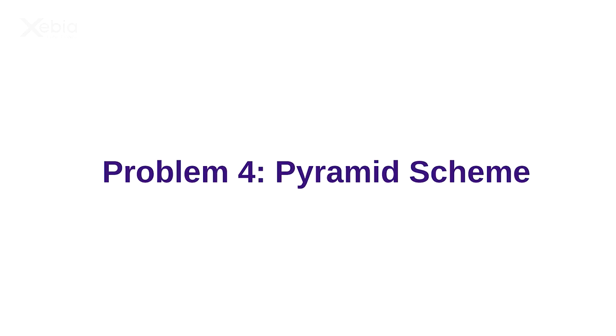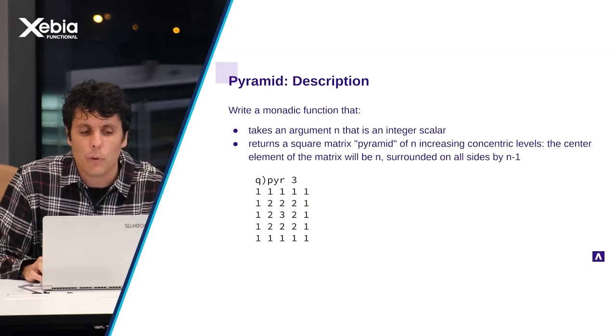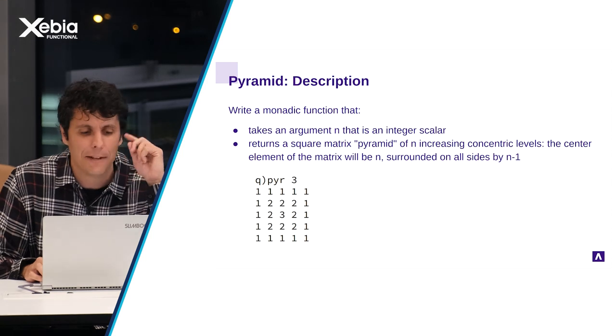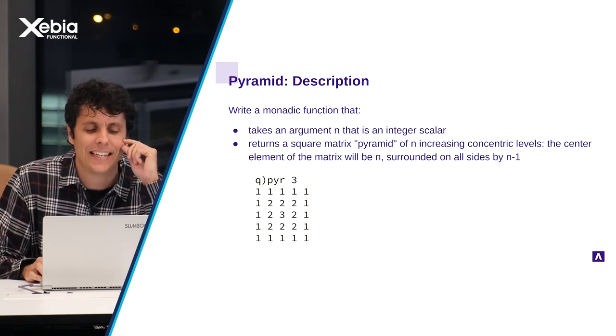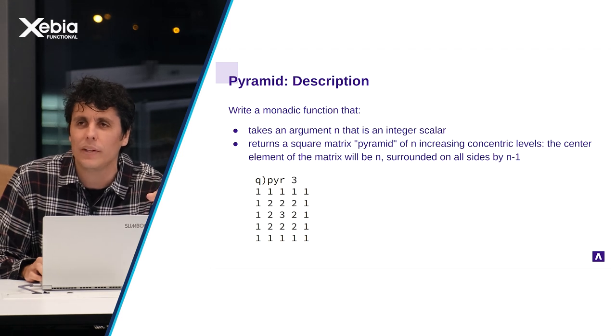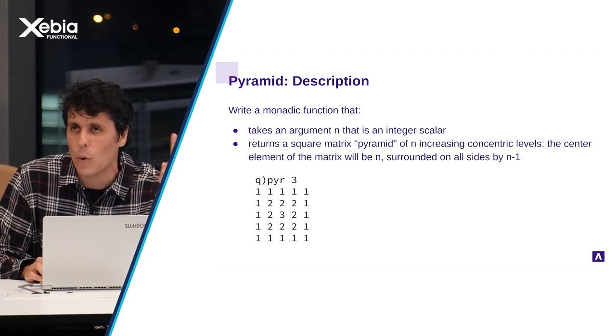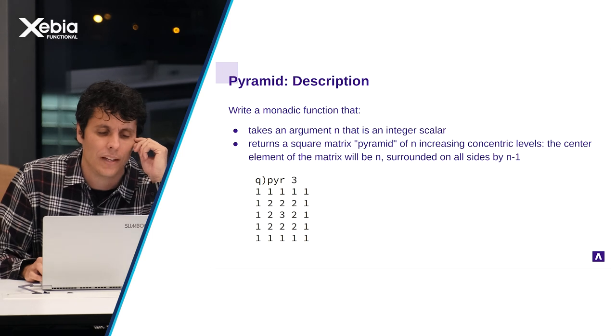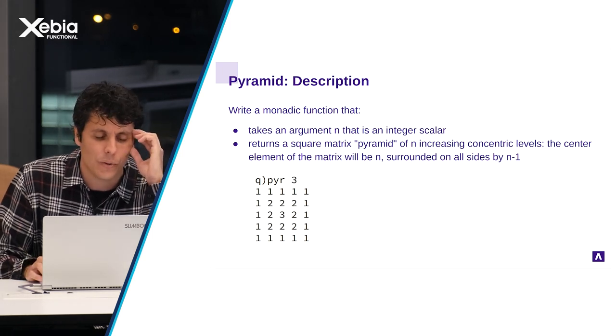So final problem. This is the pyramid scheme. First of all, write a monadic function. A monadic function. Okay, this is not a Clazy. A monadic function in Q is just a function that takes one argument. So no monad here, no effect. This is important to know.